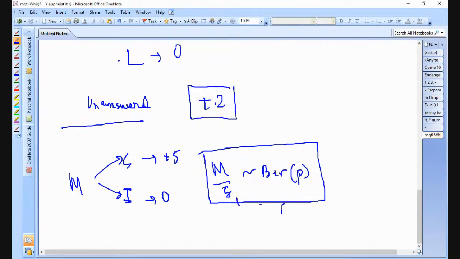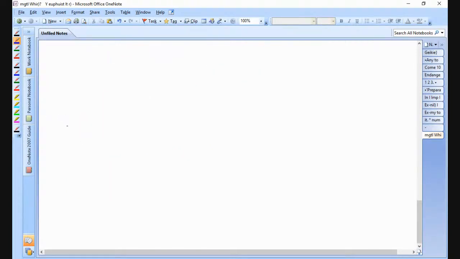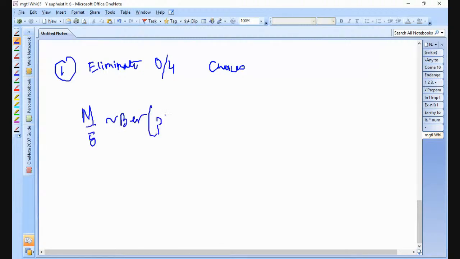Okay, so now what we need to find is the expected value of M in the different case scenarios. The cases are the following: that we need to eliminate choices. If we eliminate 0 out of 4 choices, that means M by 5 follows Bernoulli P, where P is the probability of success. So P is equal to 1 by 4 because only one choice is correct, right? So what is the expected value of M over here? Expected value of M is NP. Okay.